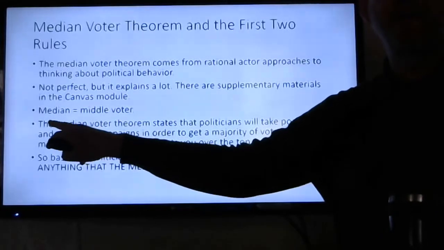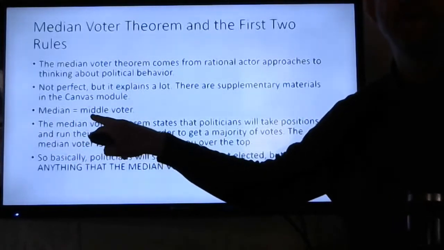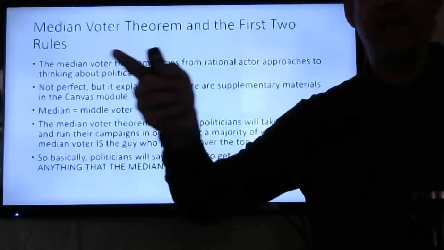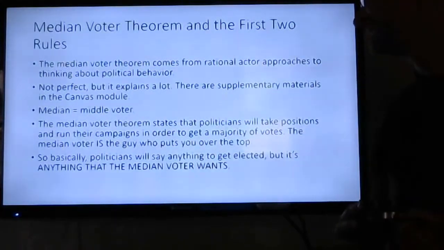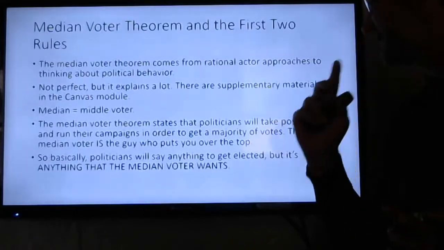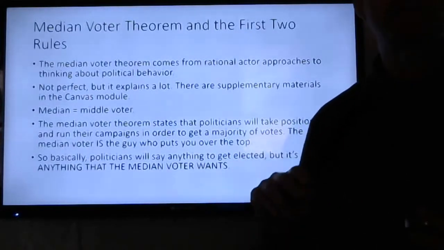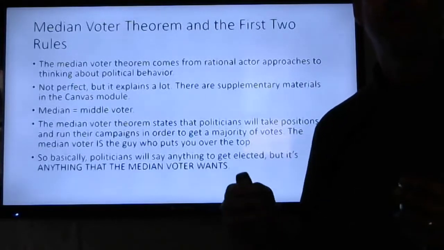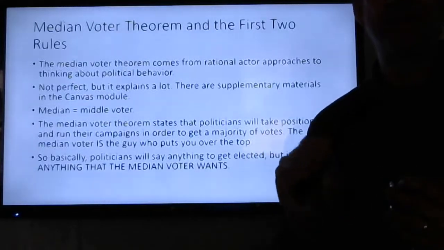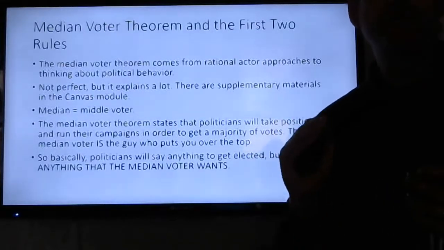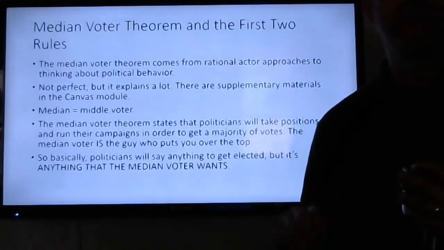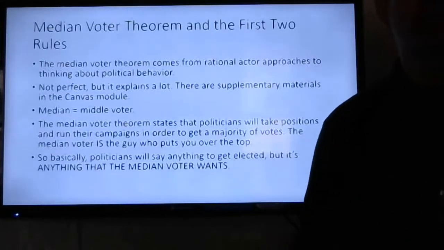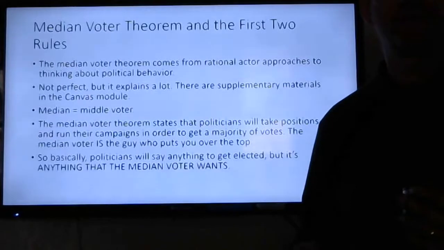Median, if you remember from your high school math, means the middle person, in this case, the middle voter, okay? So if you line all your voters up on a left-right scale, the median will be usually sort of right in the middle. The median voter theorem states that politicians will take positions and run their campaigns in order to get a majority of votes. The median voter is the guy who will put you over the top. So electoral competition is driving politicians to try to get a majority. You got to get a majority to win. So you will change your behavior in order to appeal to that median voter, okay? So basically, politicians will say anything to get elected, but it's anything that the median voter wants, that they think the median voter wants. So that's where they're sort of trying to go.